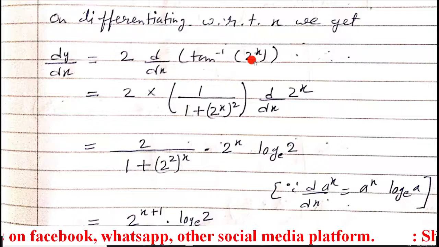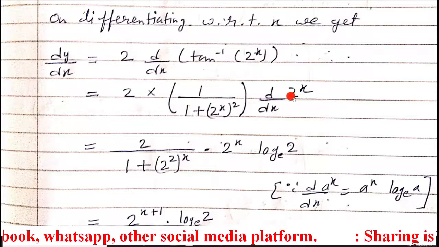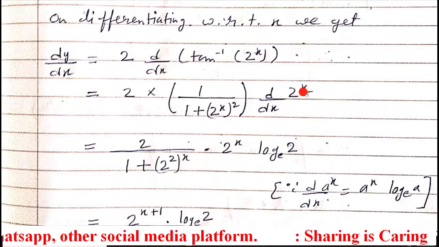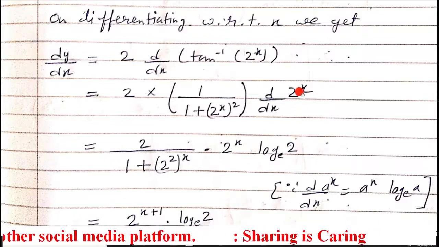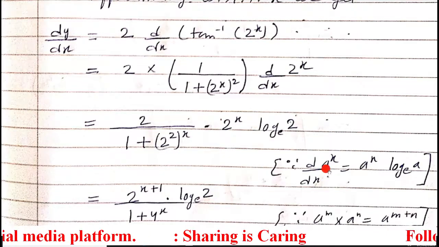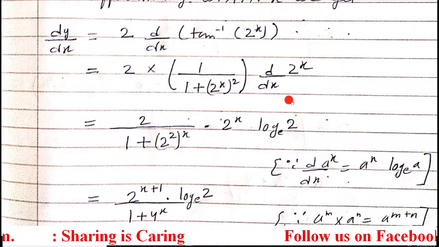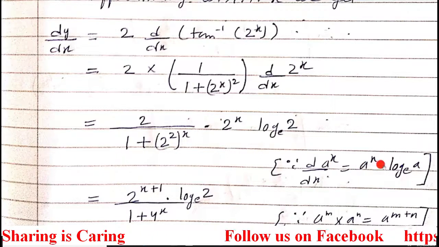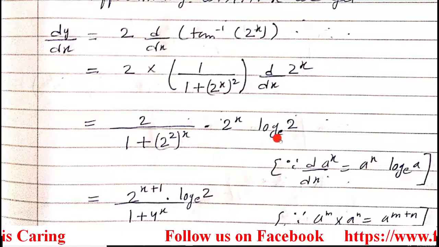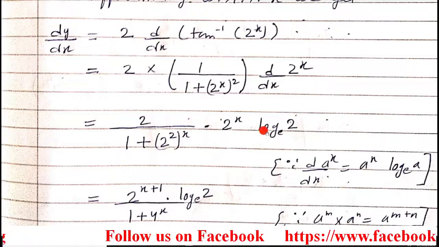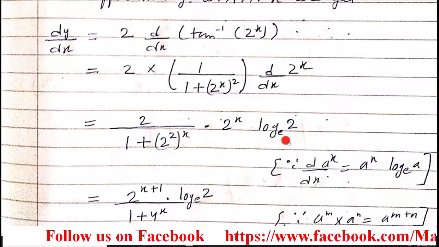So we have to use the chain rule. That's why we have to differentiate it again. That is, 2 to the power x we have to differentiate. To differentiate 2 to the power x, we are going to use this formula: a to the power x log e a. So 2 to the power x gives 2 to the power x, then log e 2. That's why this formula came from here.